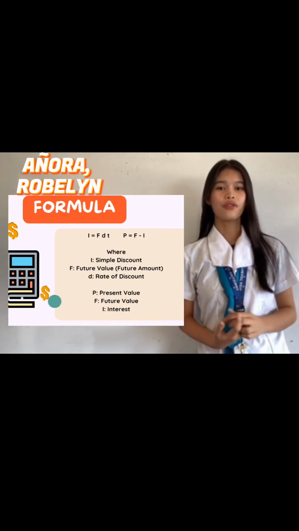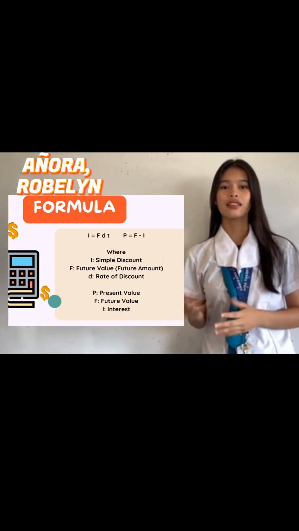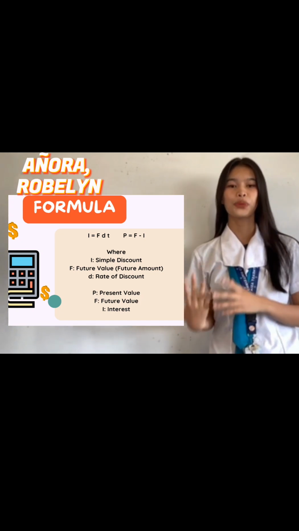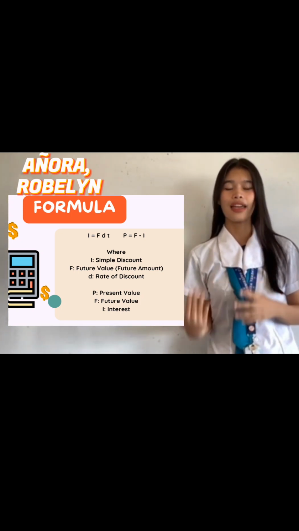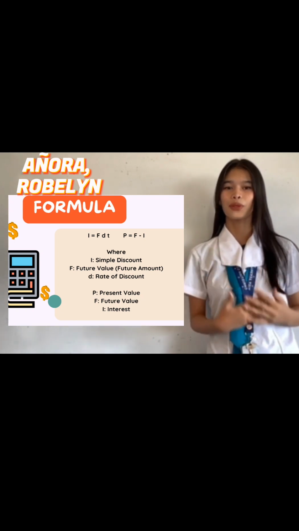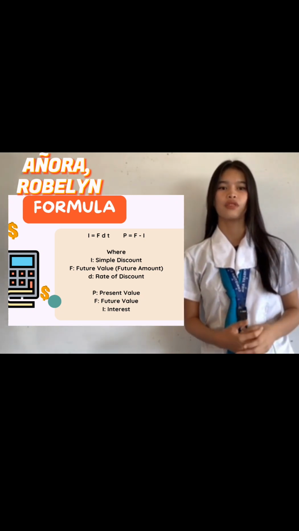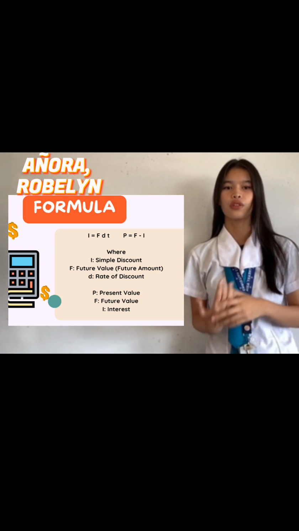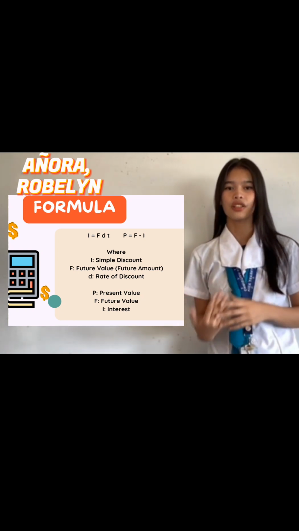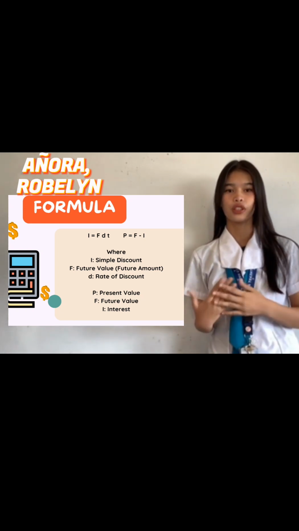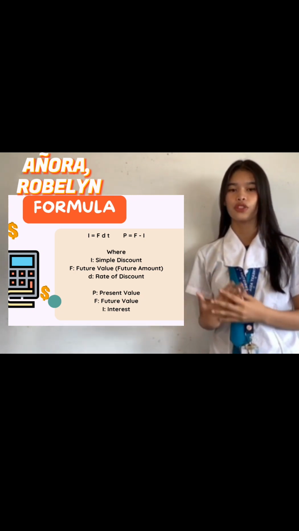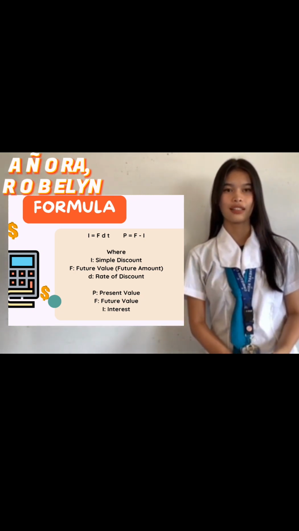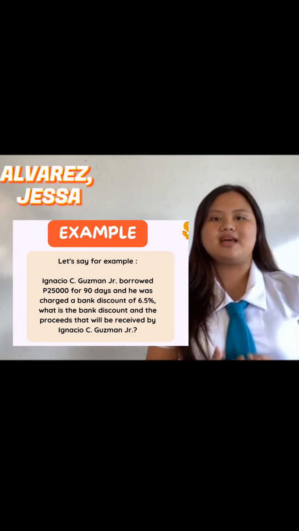The formula of a simple discount is I = FDT and P = F − I, wherein I is the simple discount or the interest deducted from the amount of loan, F is the future value, D is the rate of discount, T is the term, P is the present value, F is the future value, and I is the interest. So I have here an example.